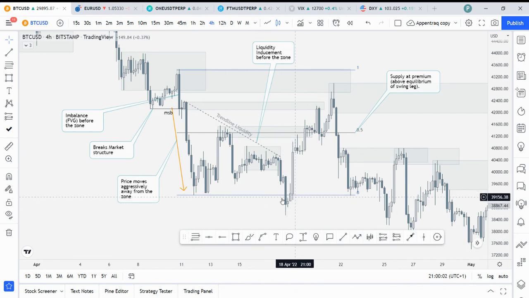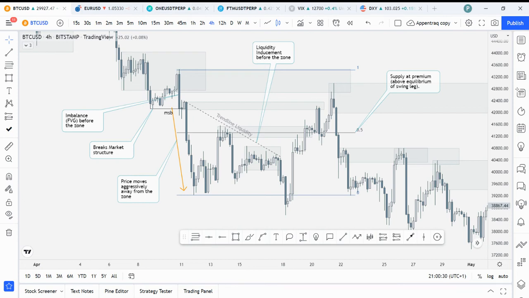And where do they sell? Where does smart money sell? Smart money sells above the 0.5 level. So when you see a demand zone like this at the equilibrium line, there is high probability, especially when you see consolidation below it and then price trades away from it, it is most likely going to take it out. Okay, it is most likely going to take it out. All right, so that's something you need to pay attention to.